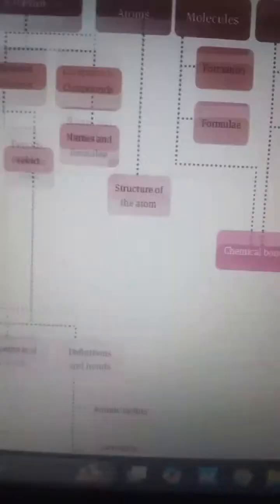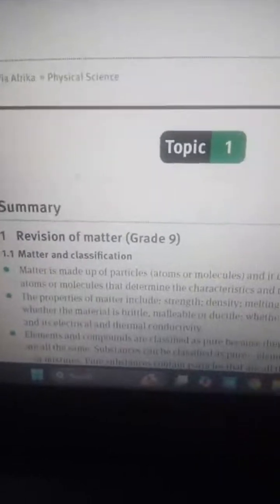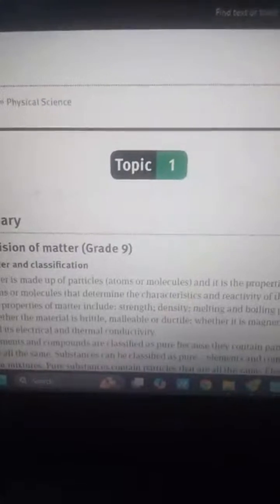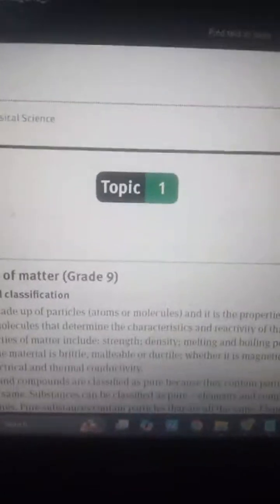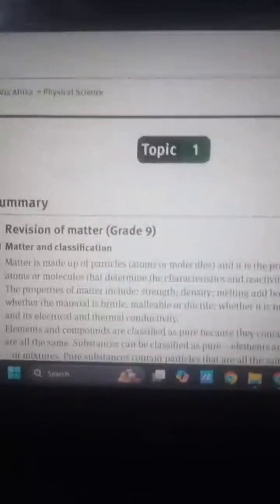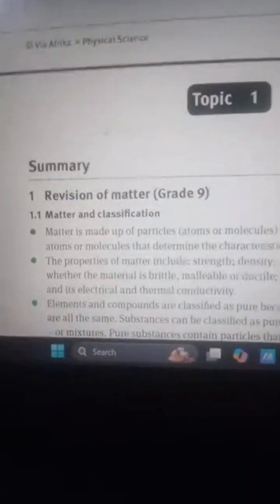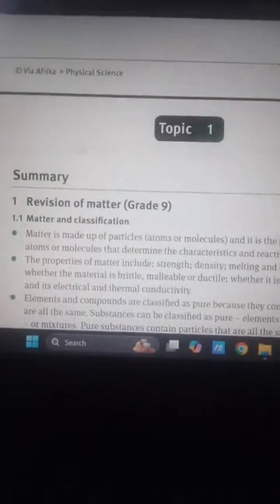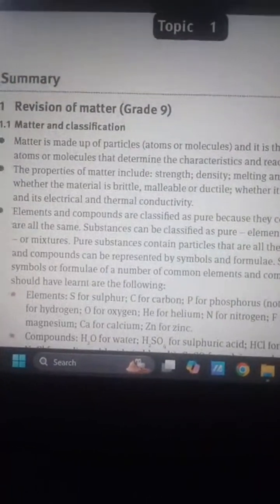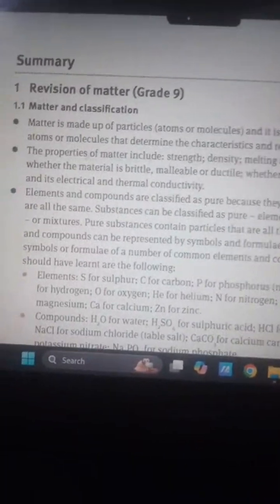So we know that matter is made up of particles that are atoms and molecules, and it is the properties of the atoms and molecules that determine the characteristics of that matter. The properties of matter include strength, density, melting, and boiling point. Remember, this is a revision from grade 9, so we should know this.